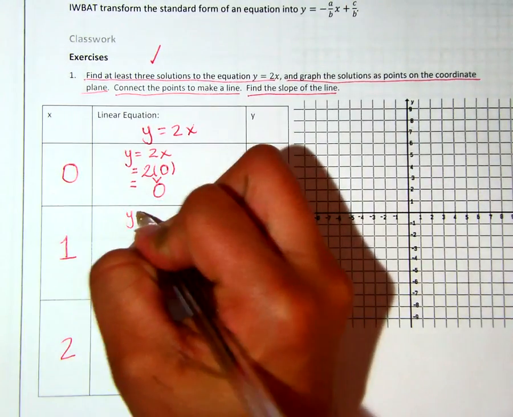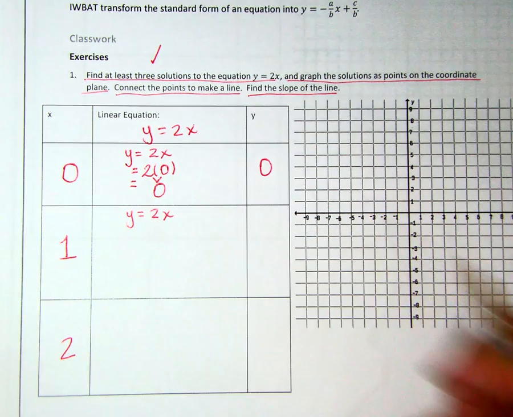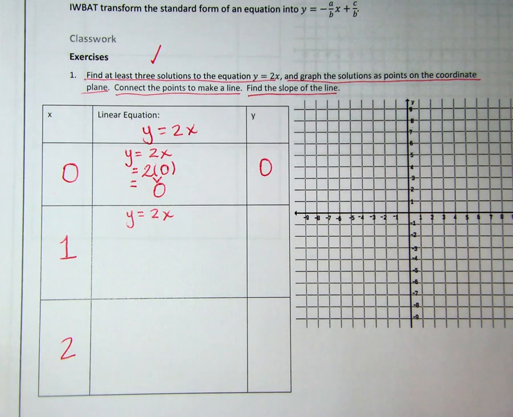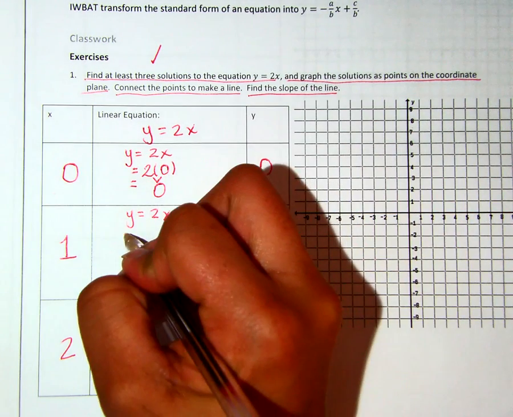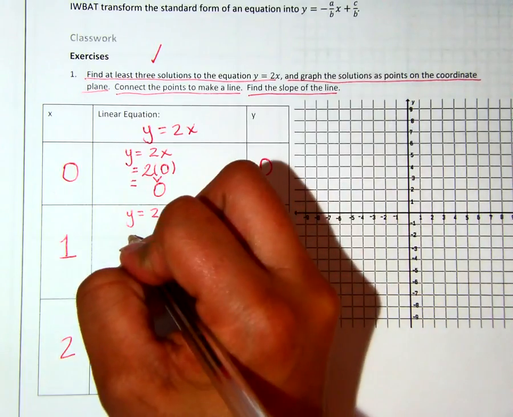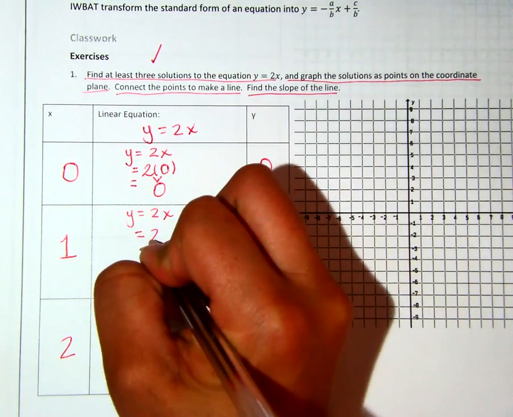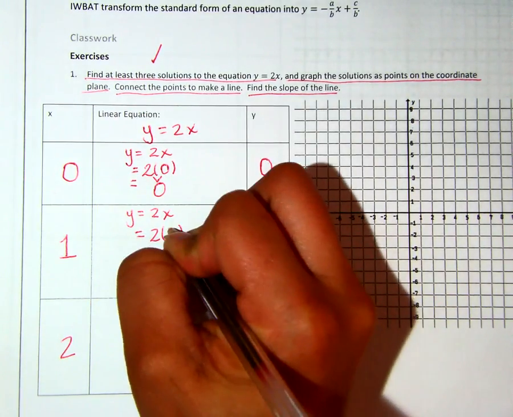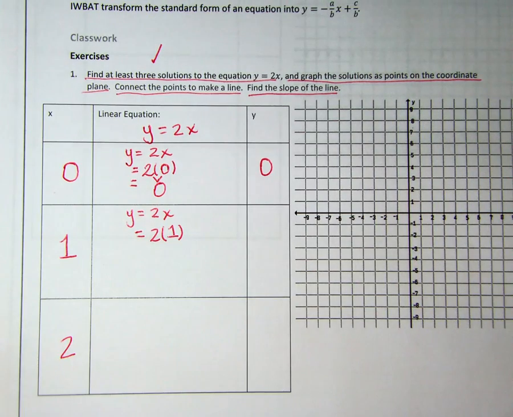So step 1, I want to write the equation as given. What do I want to do in step 2? Yeah, I want to substitute as given. But instead of putting a 0 this time, I want to substitute in a 1.